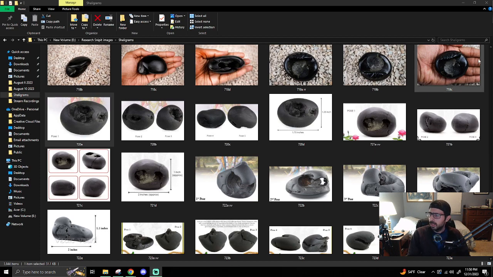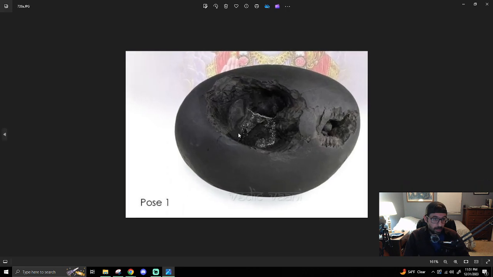So, I thought it would be a good time to continue on with shallograms. I have about 80 or 90 shallograms with images saved, so let's get into it.